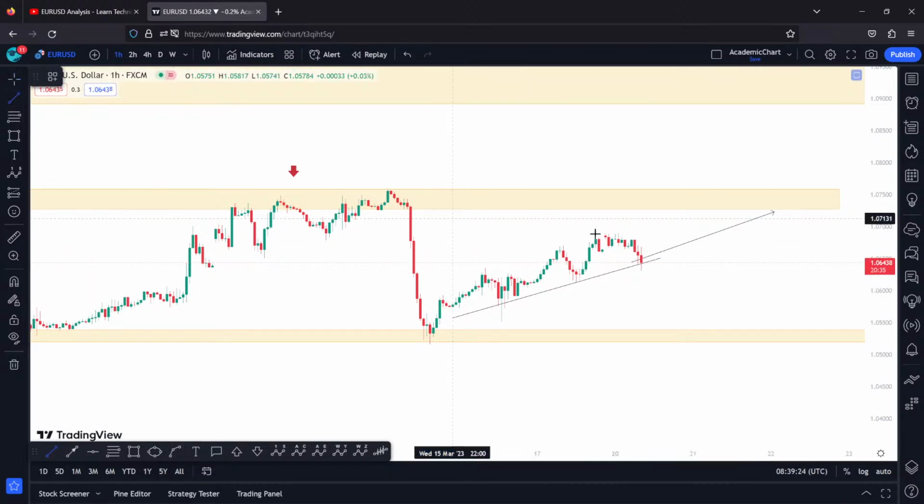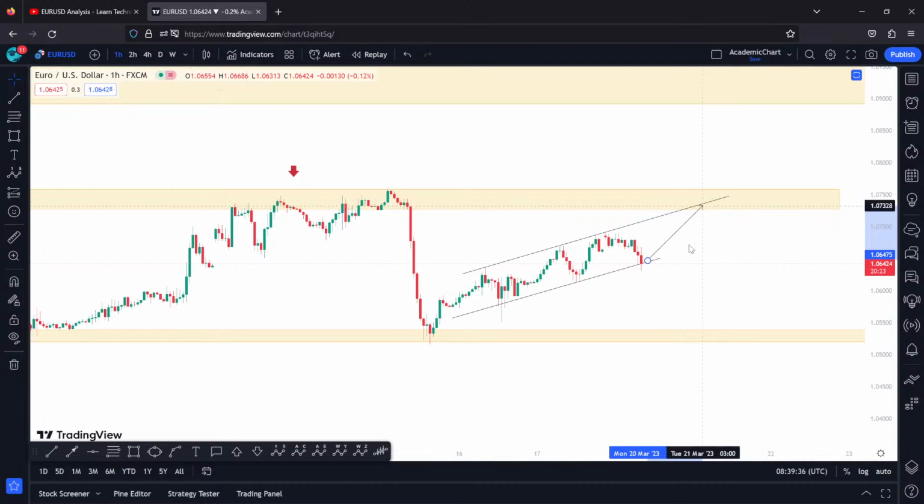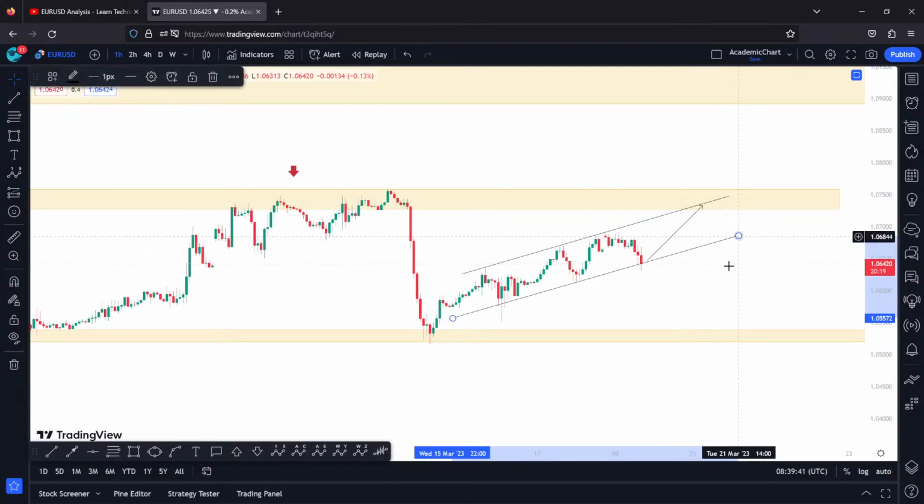let me quickly draw this channel. This is the channel. We are at the bottom of this channel. This is an uptrend channel. We might see a reversal because we are at the bottom of this channel. So this might be a reversal to this point as the second scenario. That's the reason I'm talking about this scenario.